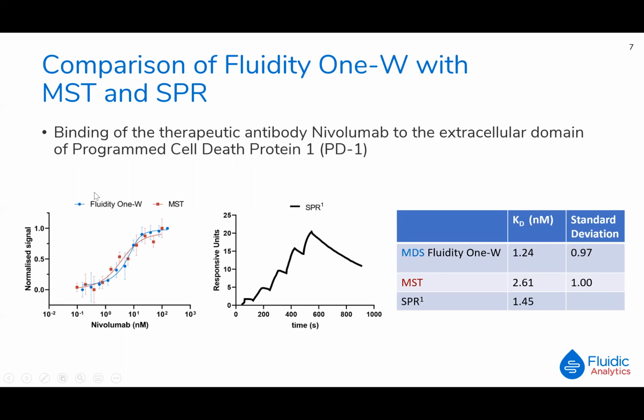We could see here in blue with the Fluidity One-W that as you increase the binding partner concentration, you see an increase in the hydrodynamic radius, showing that there's a binding interaction. We compared the KD that we obtained to that of MST and SPR measurements, and you can see on the right here that the KDs of interaction are in the same range as MST and SPR, but with additional advantages including in-solution measurements without the need for surface immobilization, and also the ability to tell stoichiometry of binding as well based on the hydrodynamic radius.